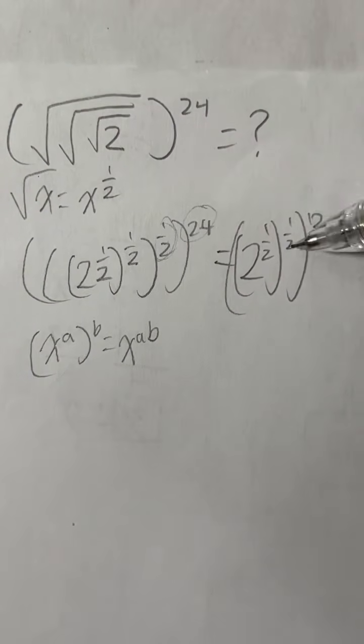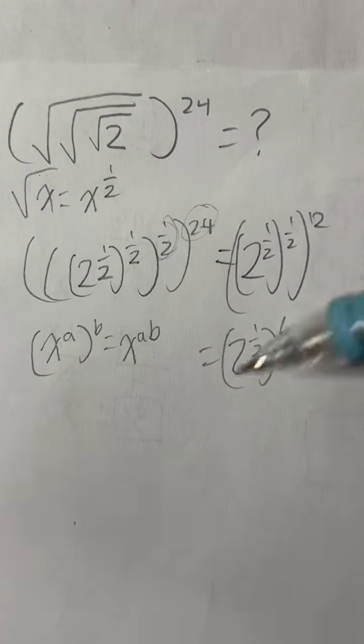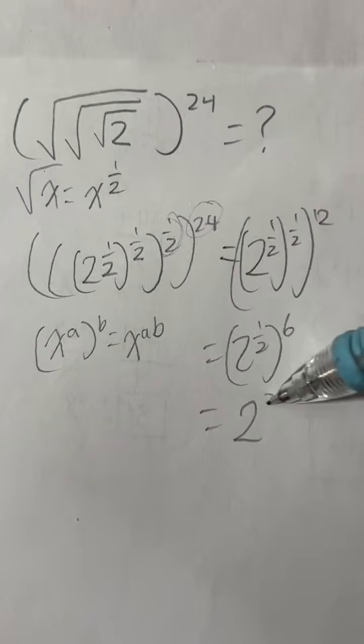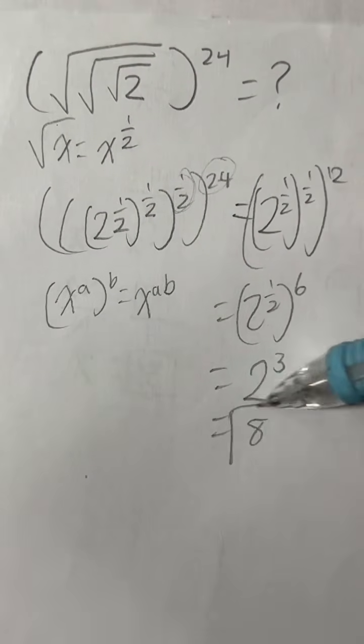So then next we have 1/2 times 12, and that's equal to 12 over 2, which is 6. So 2 to the 1/2 raised to the 6. And then lastly, we have 1/2 times 6, which is 6 over 2, or 3. So we have 2 raised to the 3rd power, and this is equal to 2 times 2 times 2, which is equal to 8. So this is our answer.